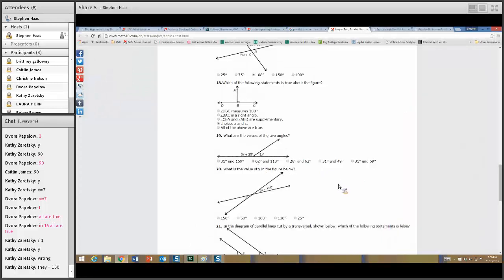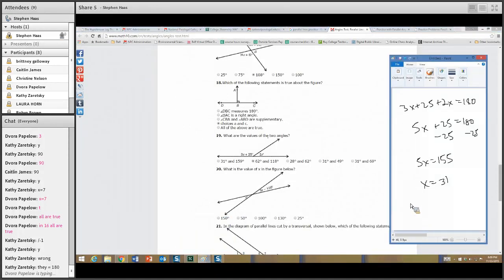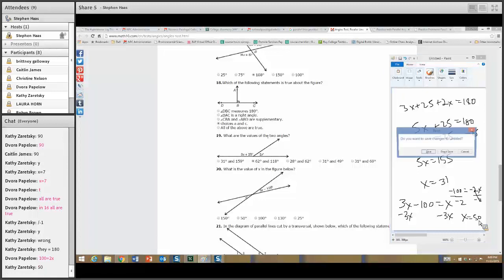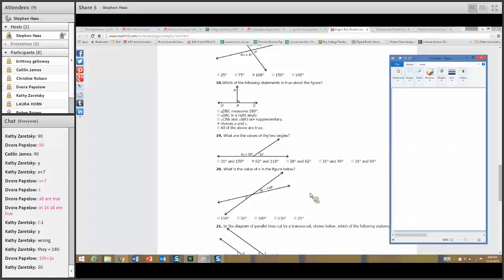What's the value of x? 3x minus 100 and x. Okay. Well, that means they have to equal each other. So 3x minus 100 equals x. So we can subtract 3x from this side, subtract 3x from that side, and you have negative 100 equals negative 2x. Divide each side by negative 2. And we have x equals positive 50. Okay, so the value of x is 50.